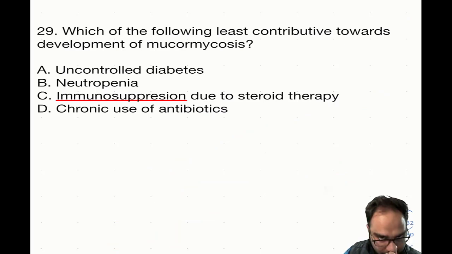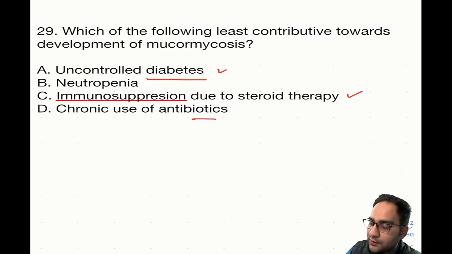Moving to the next question. The question was on mucormycosis and it was kind of expected, with so much mucormycosis that we have seen in the Delta wave of COVID. The question asked is which of the following is least contributive towards the development of mucormycosis? We know, yes, uncontrolled diabetes can develop mucormycosis. We know that immunosuppression due to steroid therapy is a risk factor for mucormycosis.